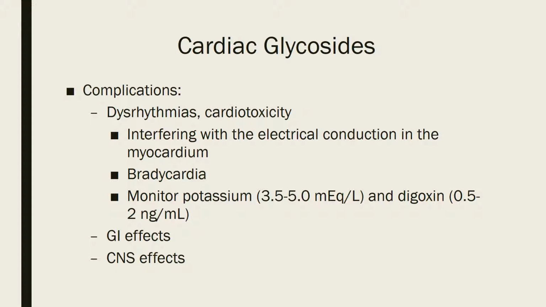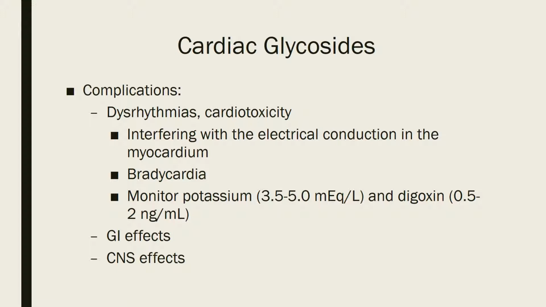Dysrhythmias, cardiotoxicity. So this is when it's going to interfere with the electrical conduction in the myocardium. It can lead to bradycardia, so a heart rate less than 60. With this medication, which we'll talk about again, you need to make sure that you get an apical heart rate before you give this medication, because if it's less than 60, you need to hold it.